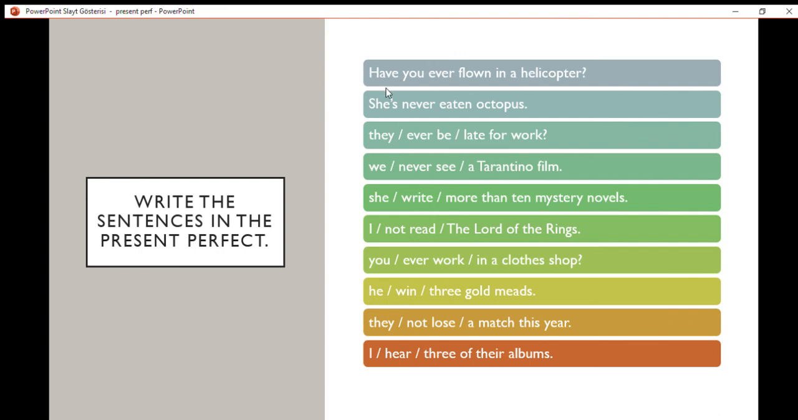Remember, this is short for has, not is. How do I know this? I know this because I use the third form, past participle form of the verb. She has never eaten octopus. Yes, it means negative, but grammatically it's positive. They, because this is a question, have they ever been late for work?